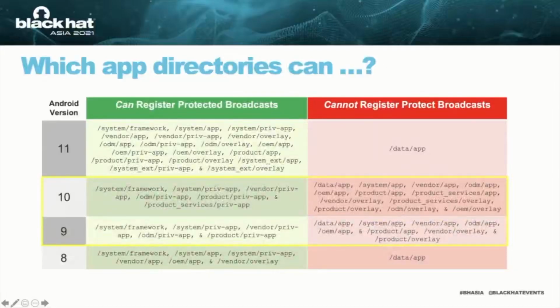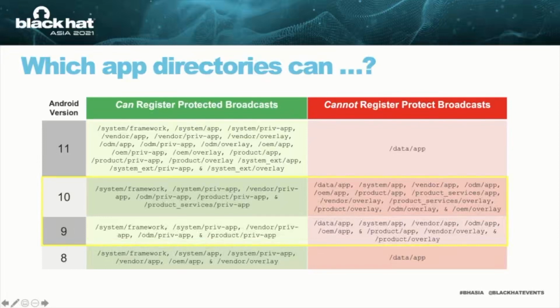Another difference between app and priv-app is which directories can actually register protected broadcasts, or have them declared in their manifest file and have them be recognized by the system. So here we have a table from Android 8 to 11, showing the directories where the applications contained in those directories can successfully register protected broadcasts and those that cannot. Looking at Android 8, it's all the directories, including the system framework and system app, priv-app, that can all register protected broadcasts. The only one that cannot is data app, and this is for third-party applications, and this is pretty much constant through all versions of Android.